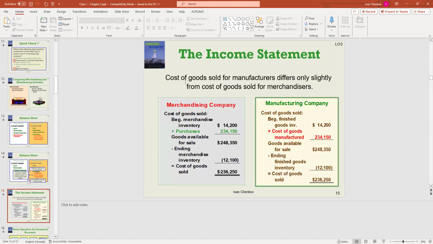So now the question is, how are we going to get cost of goods sold in each of the companies? In the merchandising company, it will be easy. Cost of goods sold will always be equal to a simple calculation: the beginning balance of the inventory plus the purchases that we currently made. That's going to give us the available inventory for sale. Once we deduct the ending balance, we're going to get the cost of goods sold.